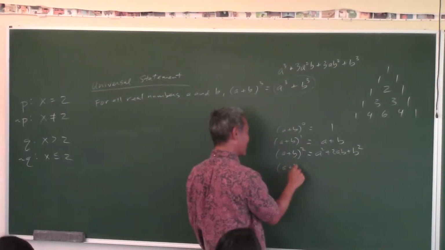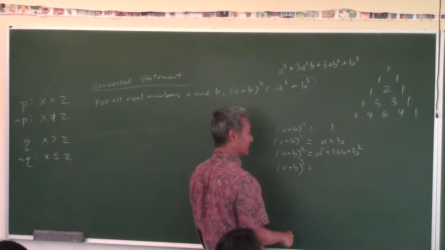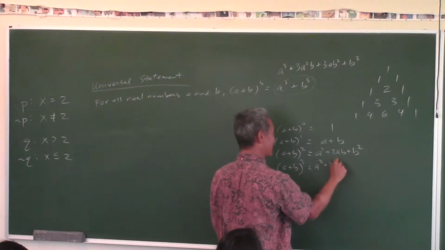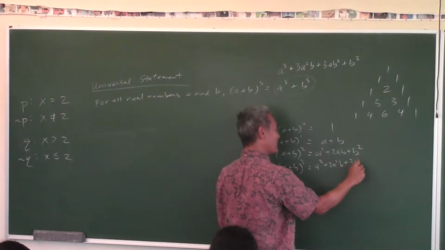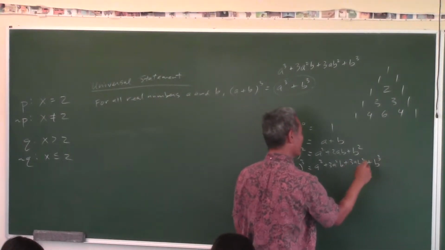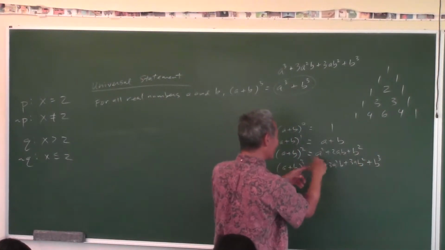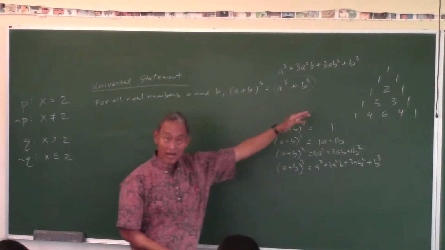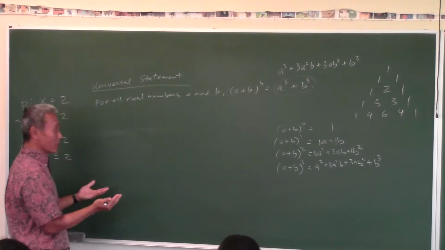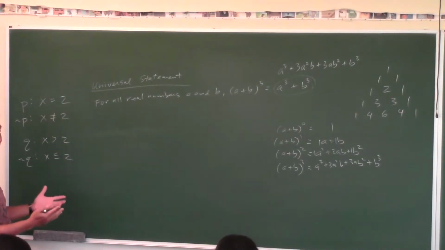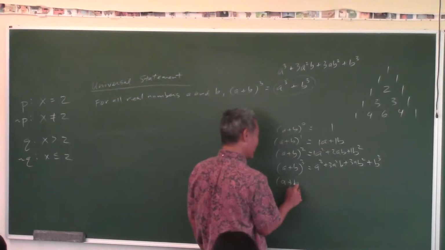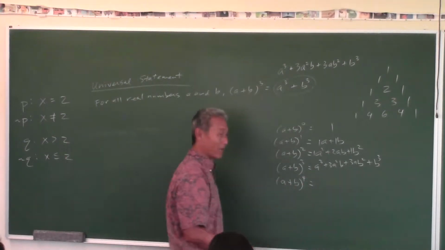What is a plus b to the third? It's written there: a cubed plus 3a squared b plus 3ab squared plus b cubed. Where do these coefficients come from? 1, 2, 1, 1, 1, 1. Pascal's triangle. Pascal's triangle tells you the coefficients when you expand a plus b to the nth power. So if I wanted to expand a plus b to the 4th power, what would you get?